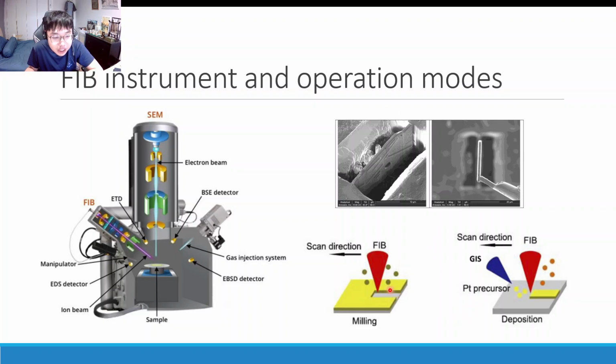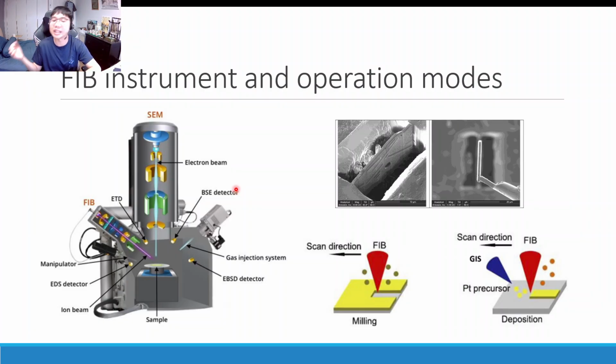One is the ion milling mode, which you can think of as a cutting mode, or the digging out of material mode. The other mode is the deposition mode, where the ion beam decomposes the chemical precursors of materials such as platinum, thereby allowing the deposition of a thin layer of platinum, or it could be gold, it could be carbon, on your sample surface.